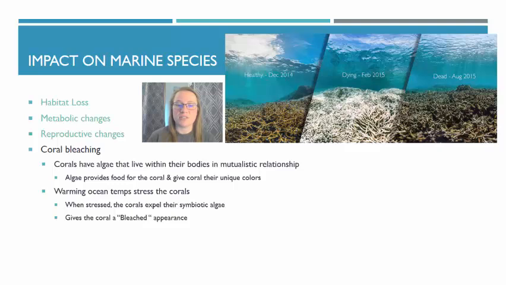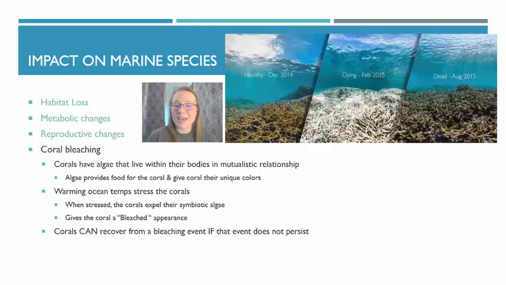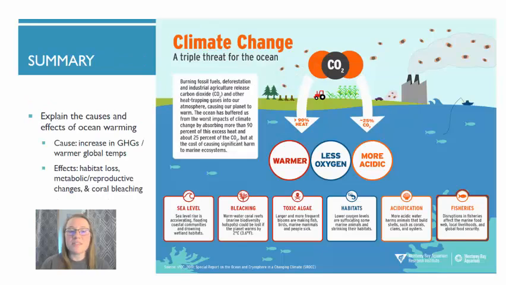or bleached in appearance. Now, corals can survive a bleaching event if it is not going to persist for a long period of time. So if the temperature increases briefly, but then is rather quickly followed by cooler temperature, that coral can survive and reclaim the algae, so to speak, or form new mutualistic relationships and then continue surviving. But if those warm temperatures hang around for too long, that coral is going to die without having that algae that provides the food.